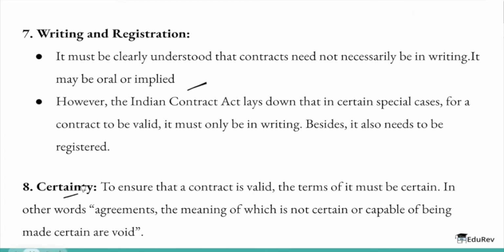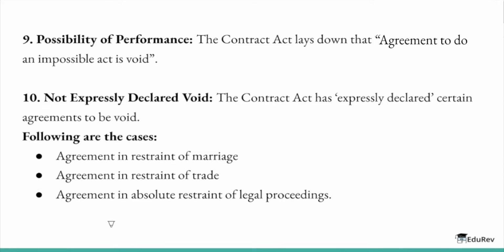Next is certainty. To ensure that a contract is valid, the terms of it must be very certain. In other words, agreements, the meaning of which is not certain or capable of being made certain, are void. For example, Mr. Sham agrees to sell his car to, say, Mr. Mukesh at the best competitive price. Now, since the price is not clearly ascertained in this case, the agreement is said to be what? Void.